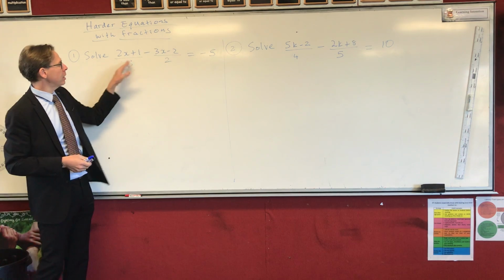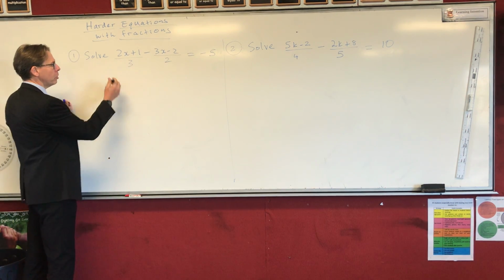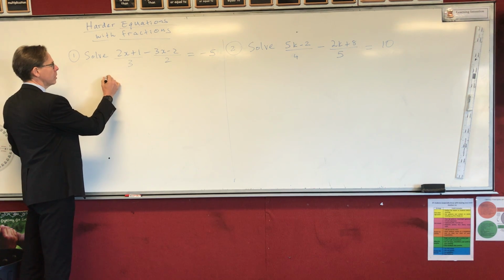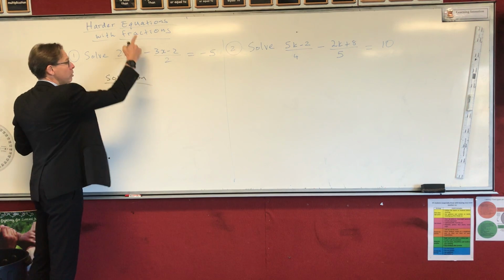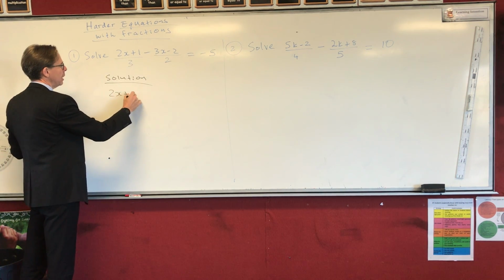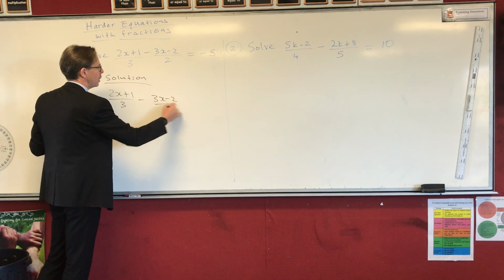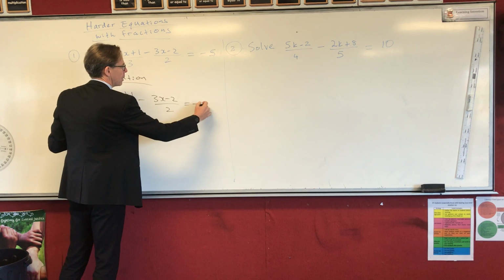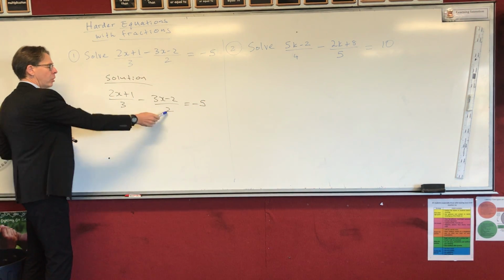Here are two fractions in our equation. So what I'd like you to do is, for your solution, first of all copy that down, and then we're going to write down the question again, because we're going to draw on top of it. Okay? Alright. Now, we've got different denominators.